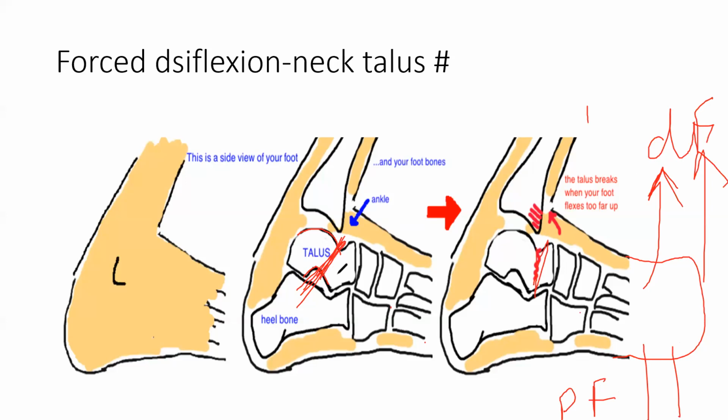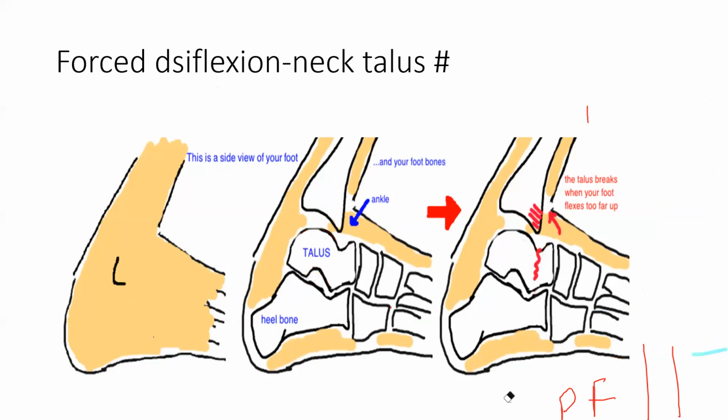This is the talus fracture and this is the talus AVN. So forced dorsiflexion will cause a talus neck fracture. Forced dorsiflexion, going upward, causes a neck fracture. So you remember this one: forced dorsiflexion will cause a neck fracture.